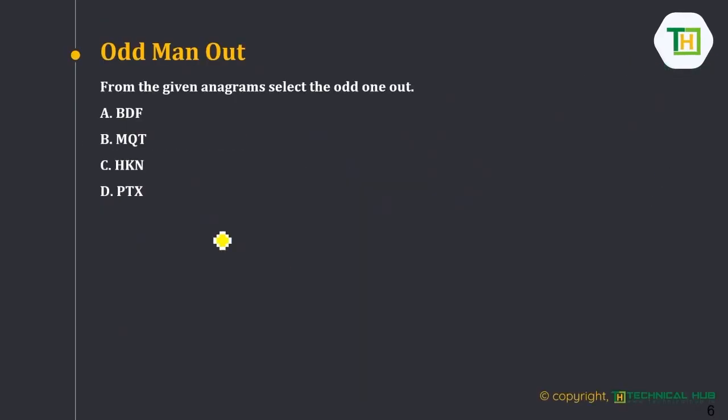Same rule. So first, what is the first rule? Gap rule. The second one is the alphabetical order rule. The third one is the vowel rule. Coming to the gap rule. Coming to the first option, B, D, F. With respect to numbers, 2, 4, 6.